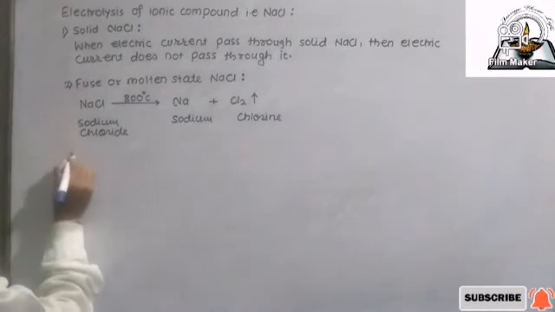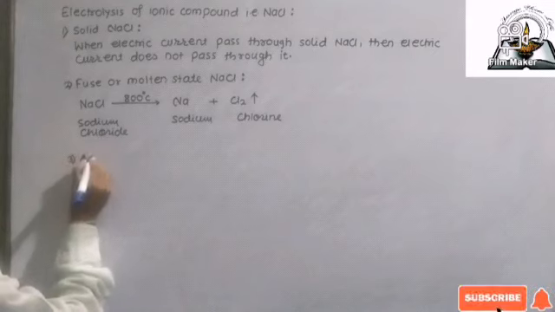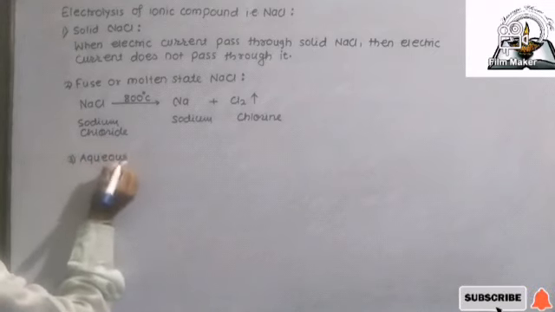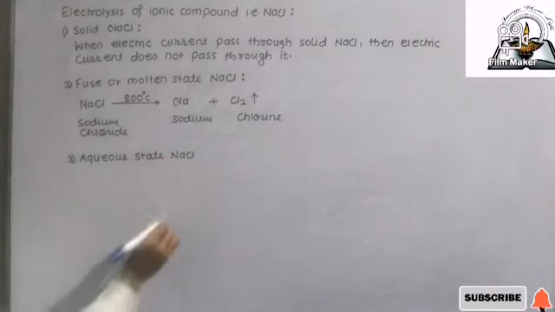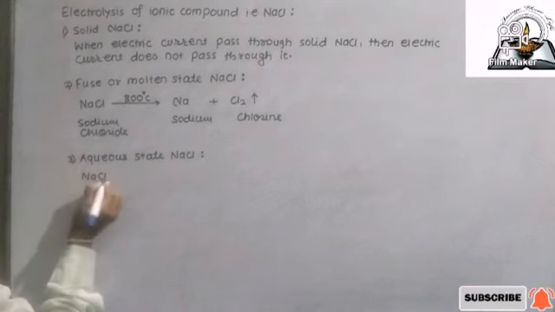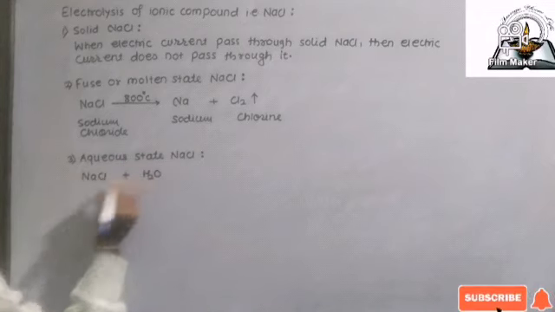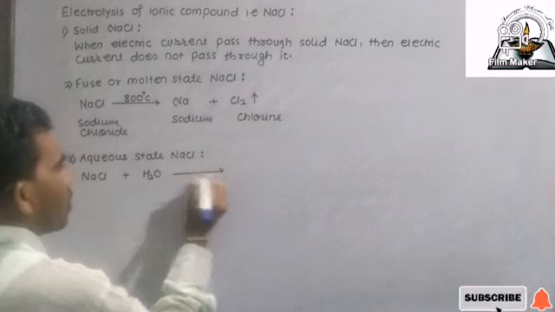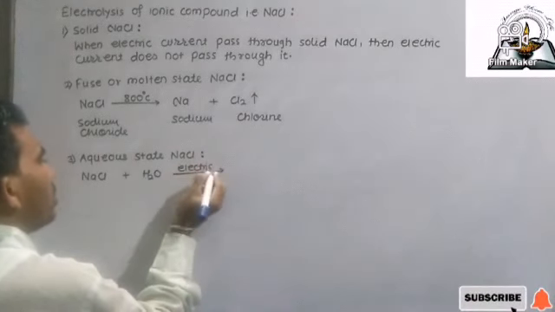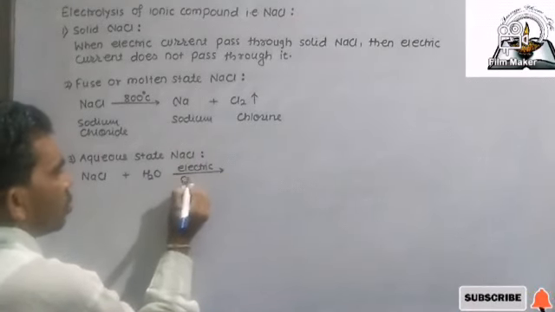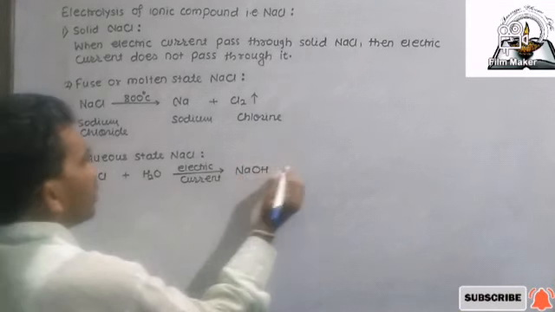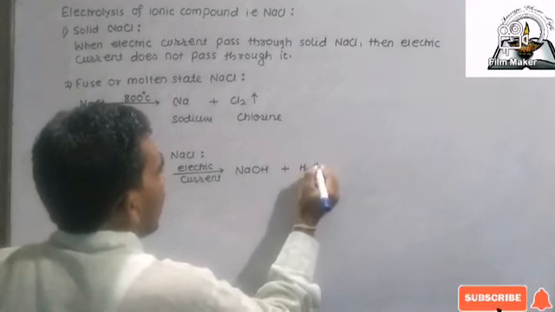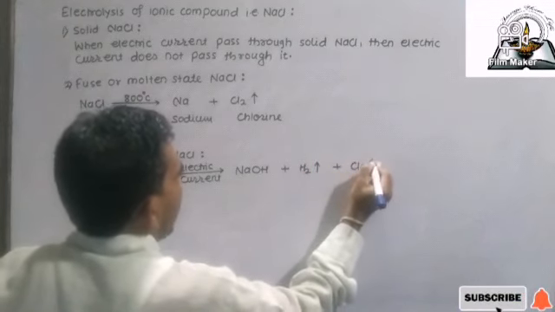Next one is the electrolysis of aqueous state NaCl. So what will happen when electric current passes through aqueous NaCl? When water is added to the NaCl and a strong electric current is passed through it, NaOH is formed, along with hydrogen gas liberated at the cathode and Cl2 gas liberated at the anode.